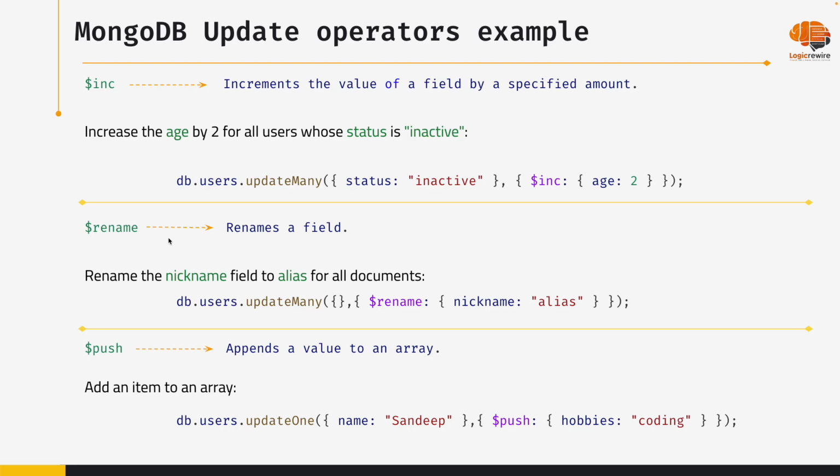So $rename. Rename is nothing but, let's suppose you wrote category, but you want categories, or you want to rename the field name. At that time you can use $rename. You have to write $rename, and you can update it as nickname, whatever name you want to give. Like, let's suppose you want to update category as categories. Then you can update like this.